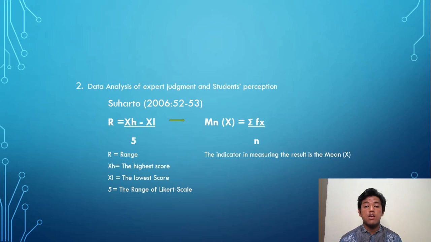Then the result of the data will be converted in descriptive analysis. The indicator for measuring the result is the mean, or X. The means will be calculated by using the conversion pattern of data. Mn, or X bar, is sigma fx divided by n.